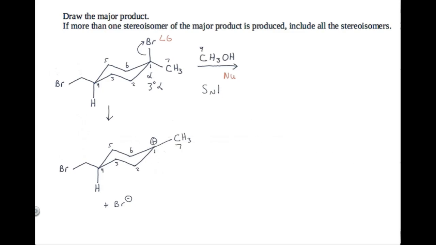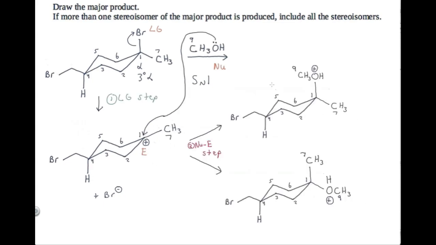Now we do the nucleophile electrophile step. Now I've carried out the nucleophile electrophile step. First we draw the electron pushing arrow, then we draw the product. Now, notice that when the nucleophile attacks this trigonal planar carbocation, there's two different directions it can attack from. It can attack from above or from below.